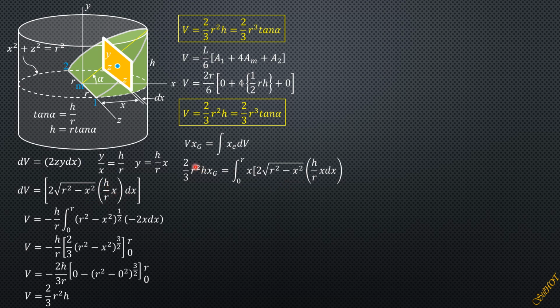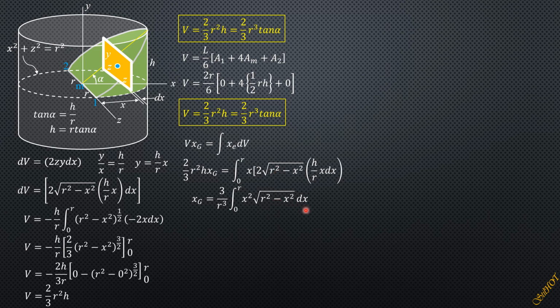So simplifying, we cancel out 2, then we also cancel h, and we'll have xg equals 3 over r cubed, because we have r here. So xg equals 3 over r cubed, integral from 0 to r of x squared square root of r squared minus x squared dx. So x times x is x squared, and copy this, square root of r squared minus x squared.